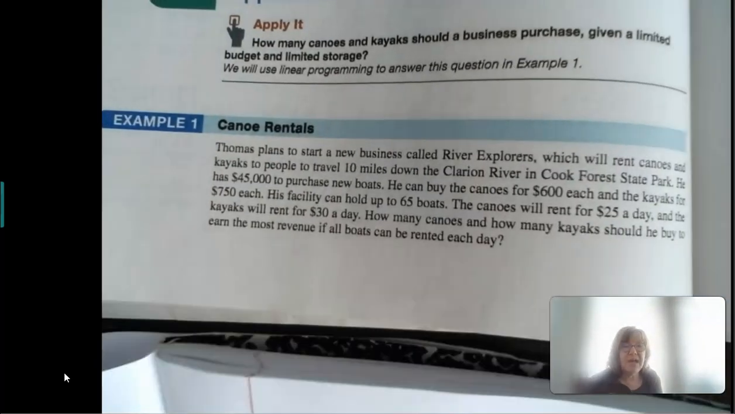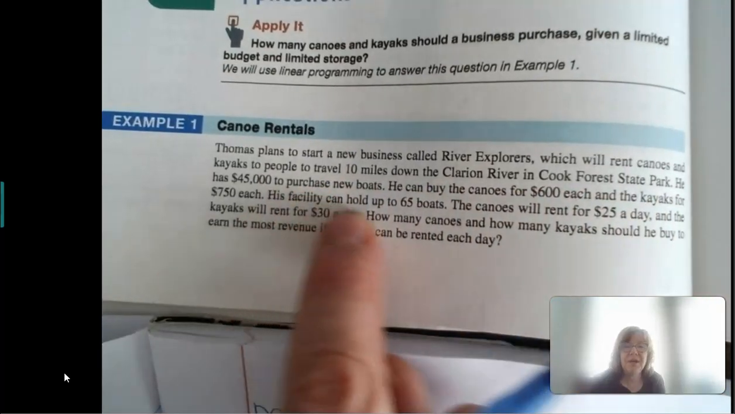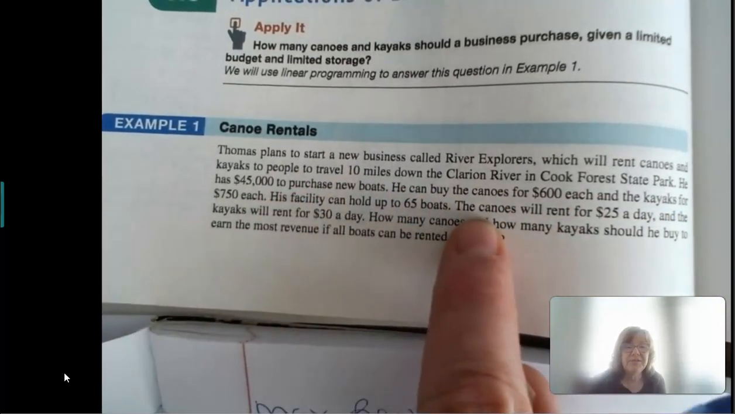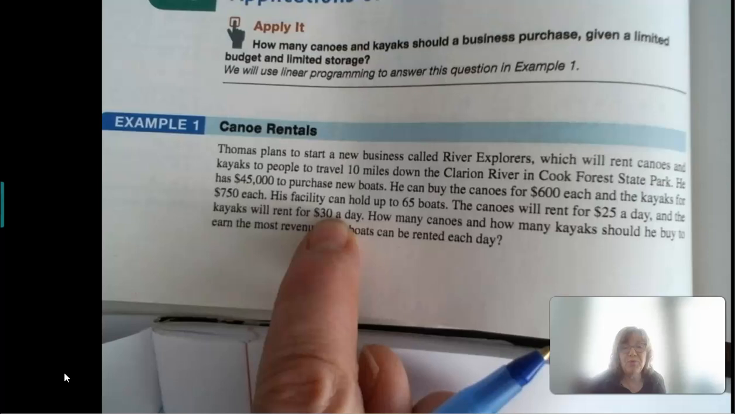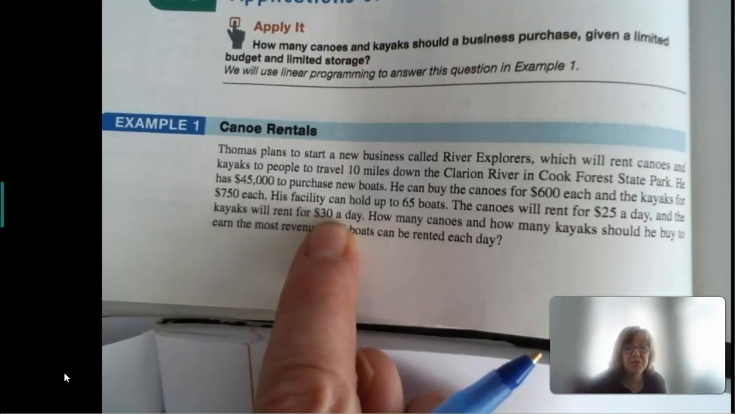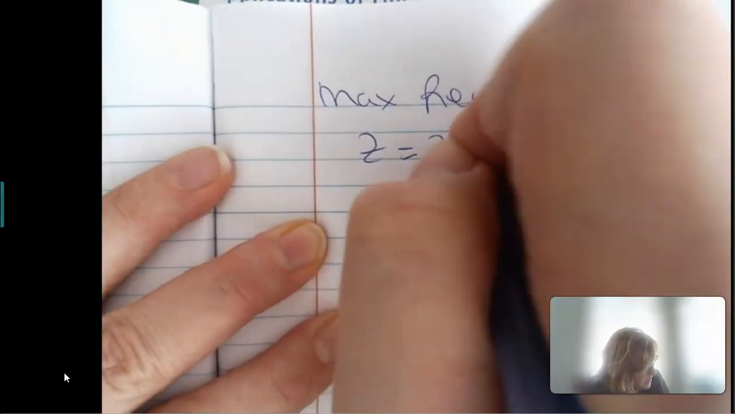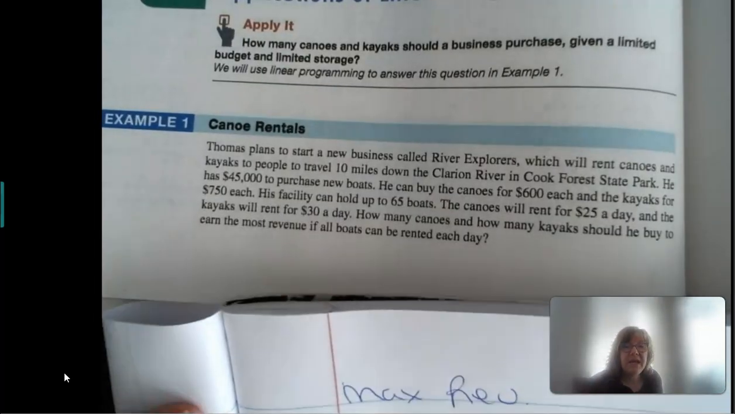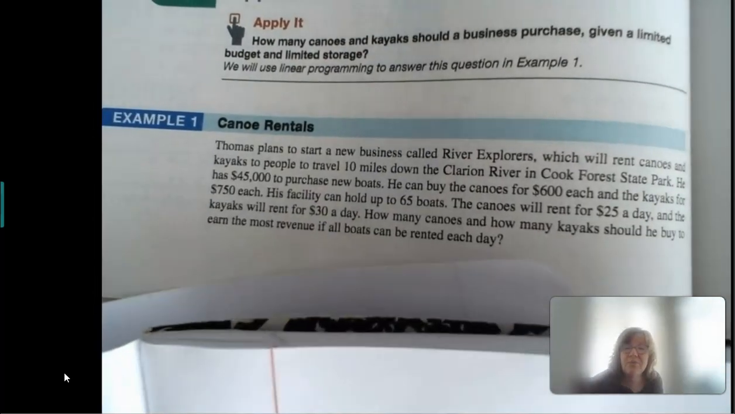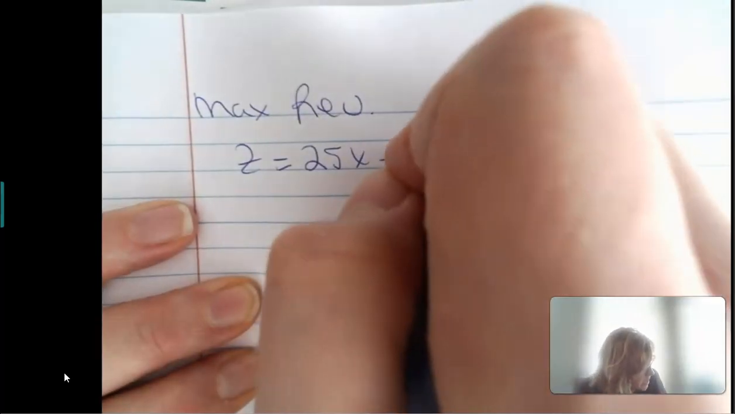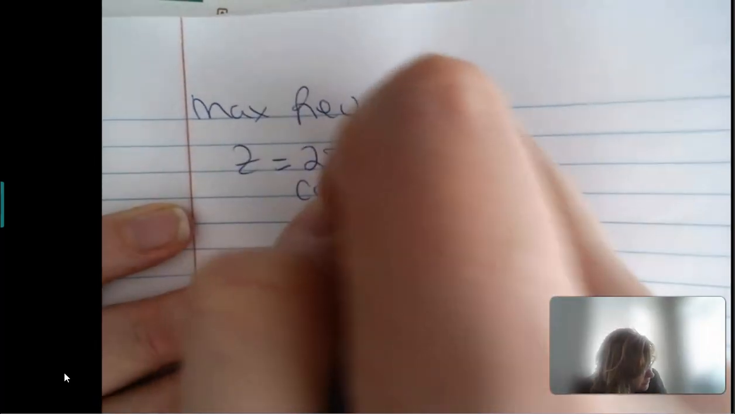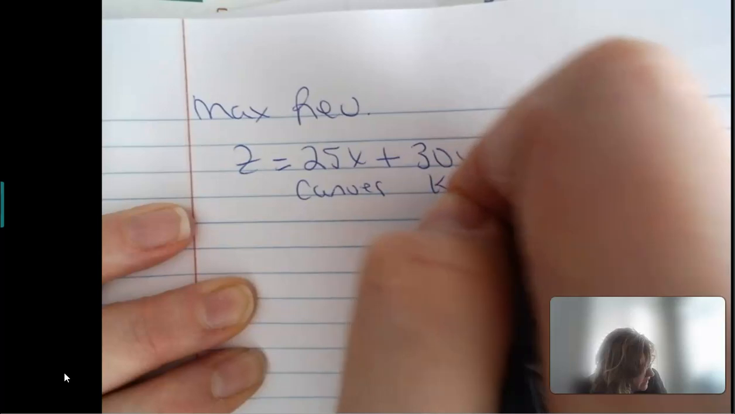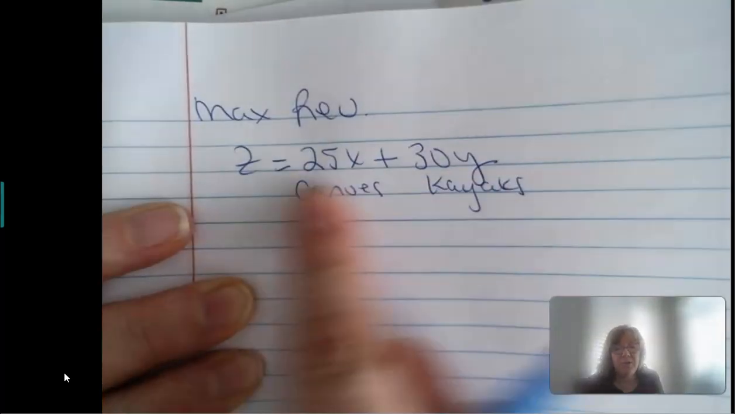So look for any words that talk about revenue. If I skim through this, it says the canoes will rent for $25 a day, and the kayaks will rent for $30 a day. That's the money he's going to be bringing in. So I'm going to put Z equals 25x plus 30y. Under the 25x, I'm going to write canoes, and under the 30y, I'm going to put kayak. I know that those nouns go at the top of my chart.